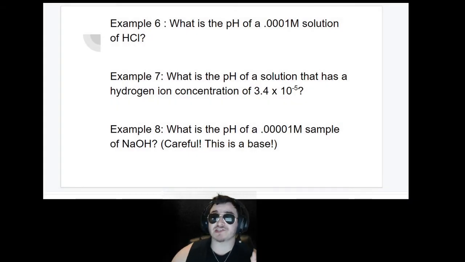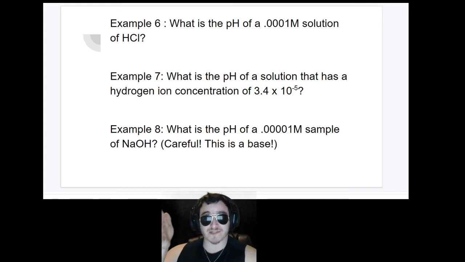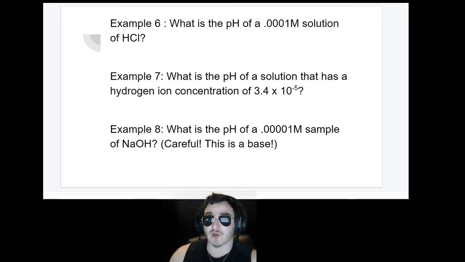So whereas number 6 kind of disguised what our hydrogen ion concentration was, number 7 is just coming out and telling us. What is the pH of a solution that has a hydrogen ion concentration of 3.4 times 10 to the negative 5th? This one is as simple and as cut and dry as it can get. They're straight up telling you what the H+ concentration is. All you have to do is negative log that value. So we'll look to that board here in a second.